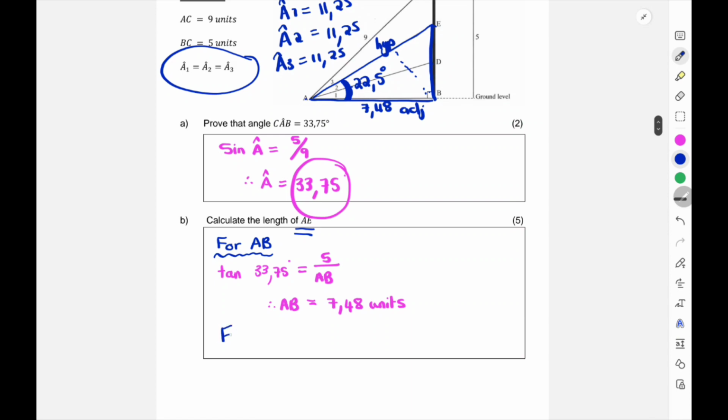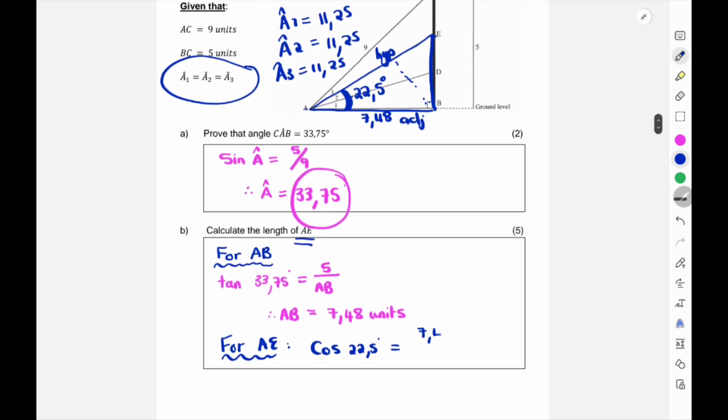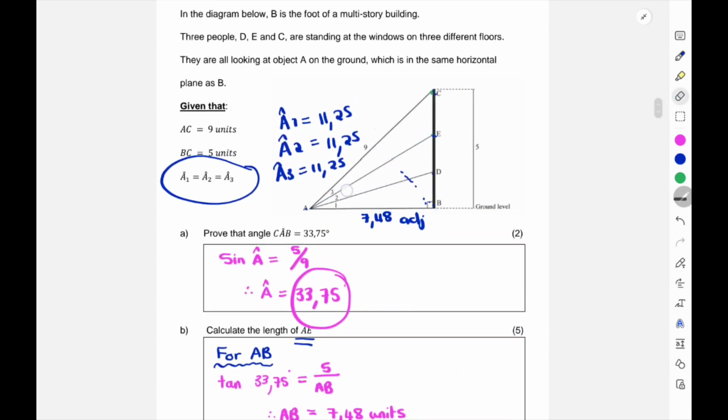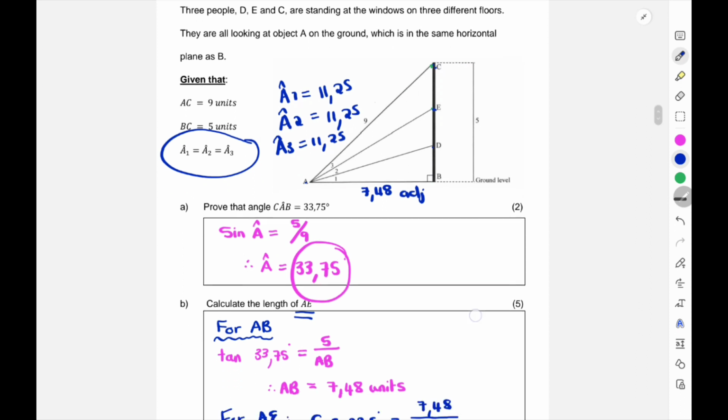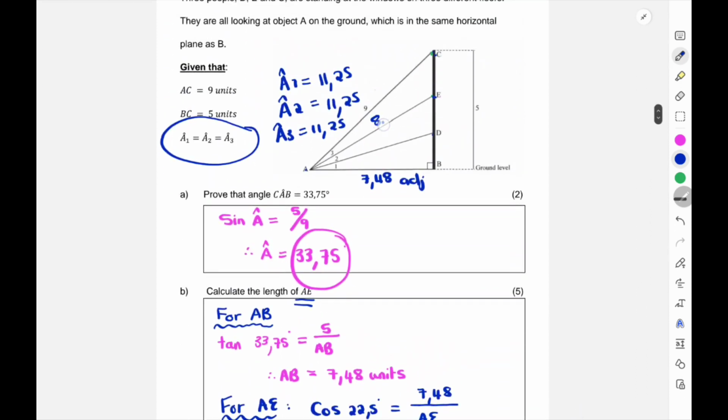So for AE, we are working with cos 22.5 degrees is equal to the adjacent over the hypotenuse, which is AE. So how do we find AE again? You take the top, which is 7.48, and you divide it by cos 22.5, and you get that AE is 8.1 if you round it off. So now we've got another piece of the puzzle. I'm not going to erase that 7.48 because we've got that now, and this is 8.1.